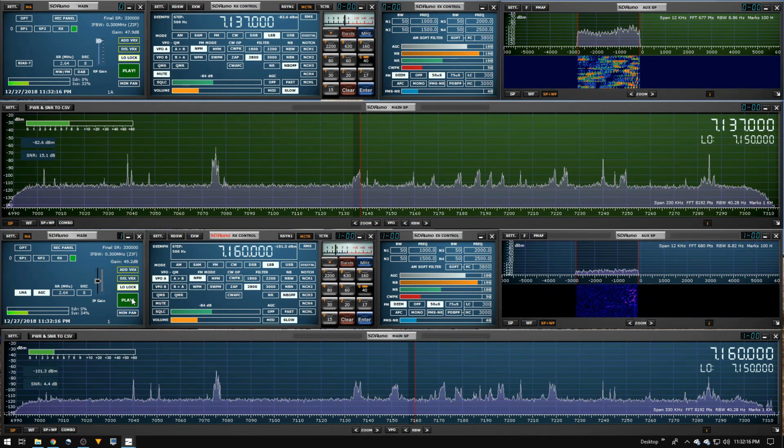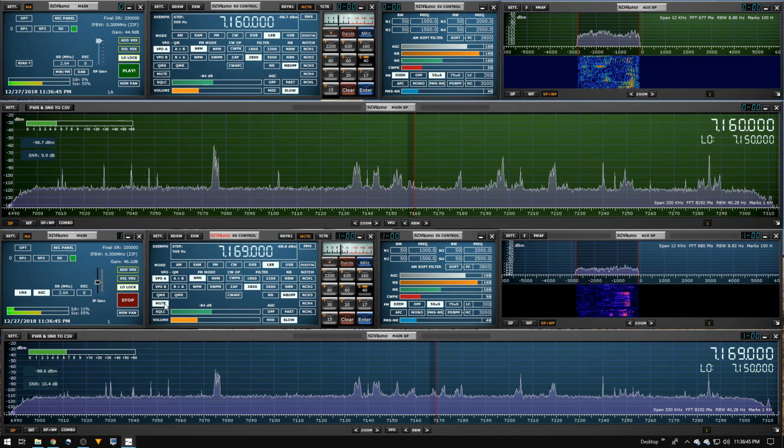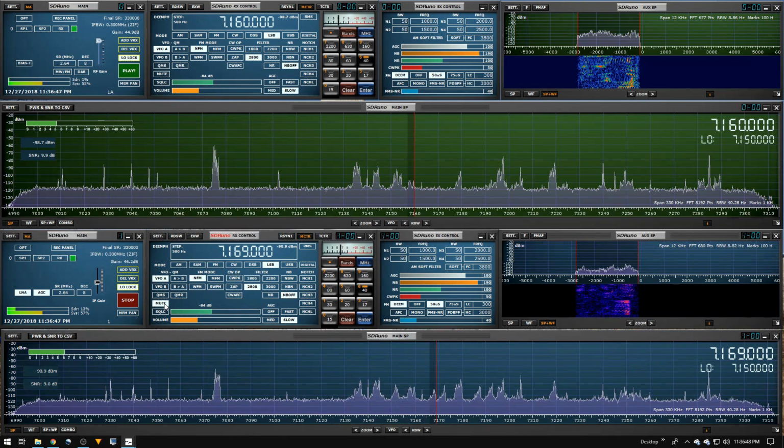So let's first start listening to it with the RSP1. And see what it sounds like there, and then we'll switch over to the 1A and see if there's any difference. So I've found a net here on 40 meters with some stations that are a little bit weaker than what we had before. So I'm going to listen in here for a few minutes. I'll pay attention to the weaker stations and see what we get.